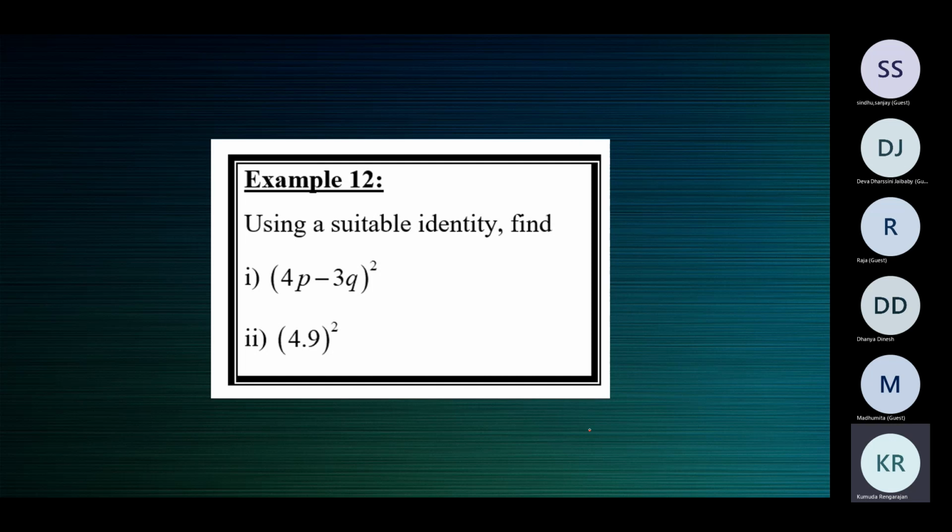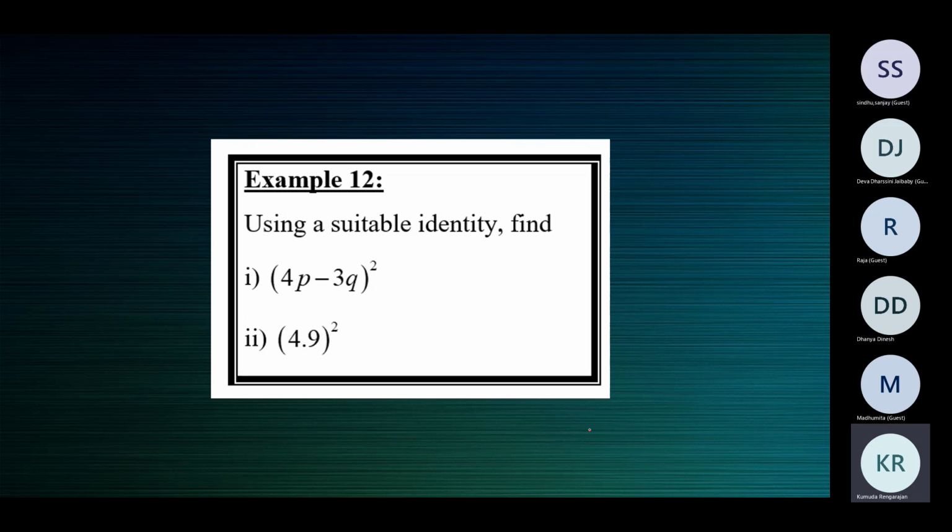Now let me see if you can do this by yourself. Using a suitable identity, find 4p minus 3q the whole square. Give it a shot, children. But before that, tell me, how will you express 4.9? It's close to which natural number? 5, ma'am. So you can write 4.9 as 5 minus? 5 minus 0.1.